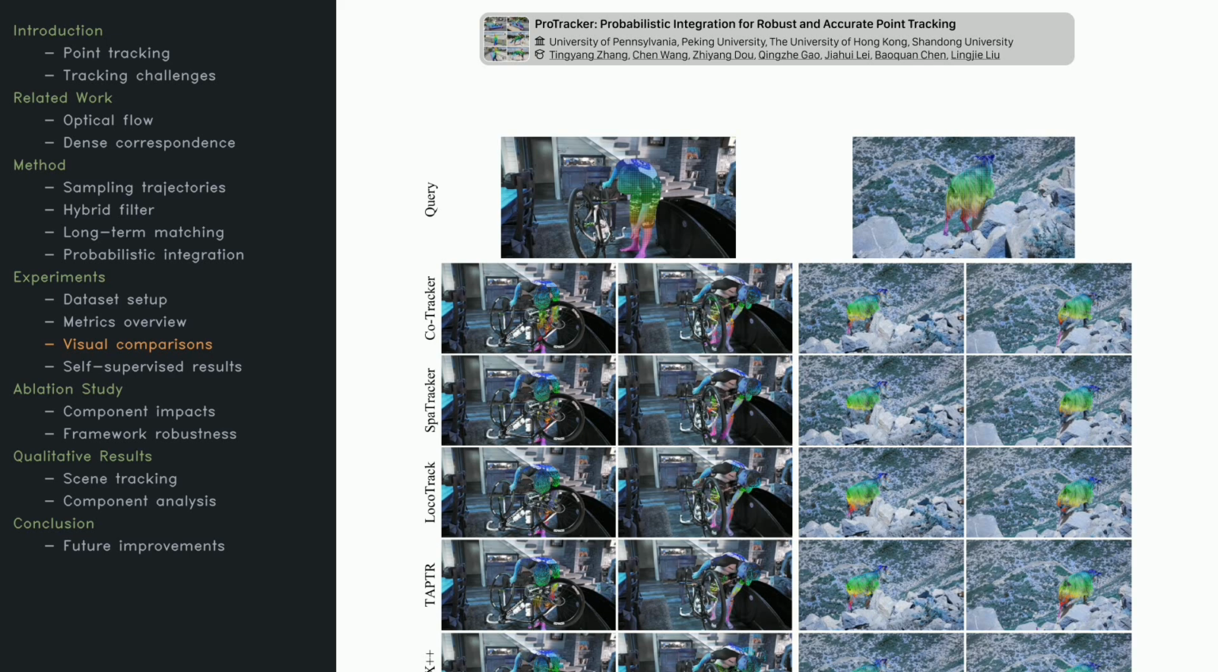At the top, we have the query images, which are the initial frames used for comparison. Below, you'll find the outputs from various methods like ProTracker, SPA-tracker, and LocoTrack. Each row gives us a glimpse of how these methods handle motion and occlusions. Notice how ProTracker, the proposed system, shows trajectories that remain accurate and continuous in busy or dynamic areas.